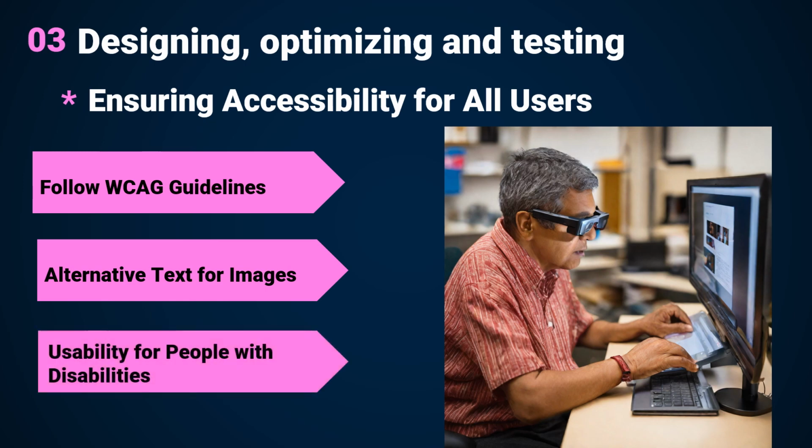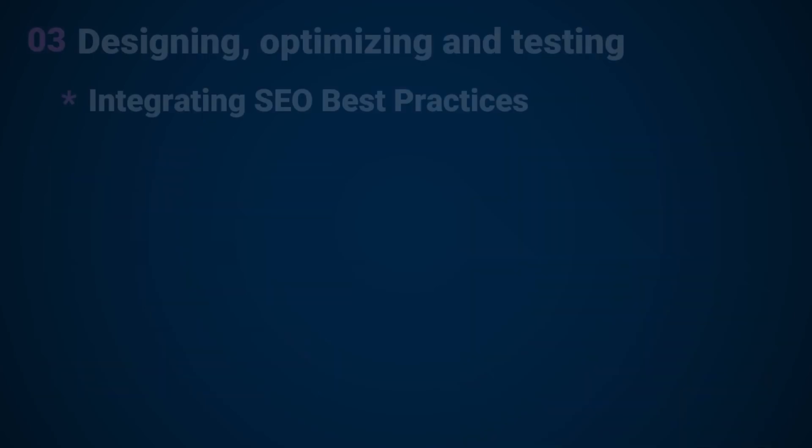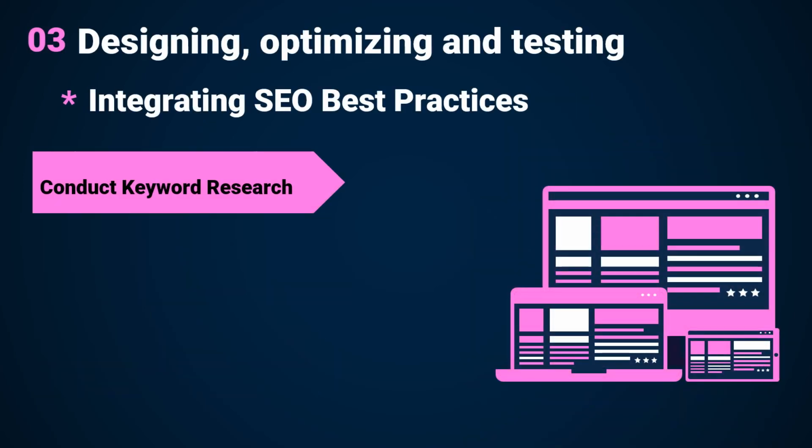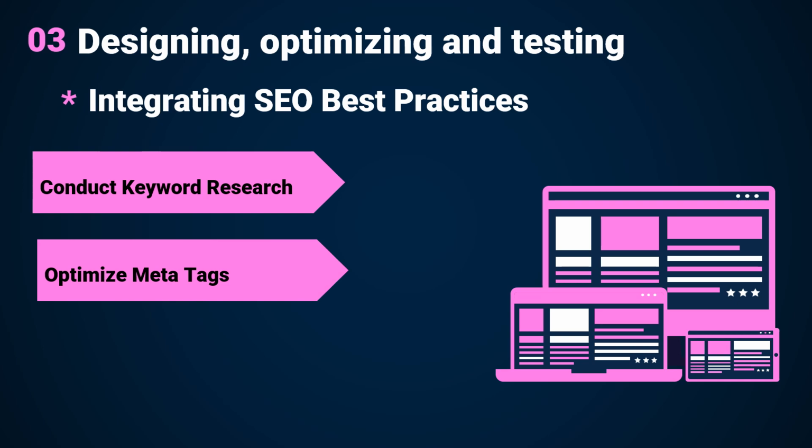Make your website accessible and usable for people with disabilities, such as providing keyboard navigation and ensuring proper color contrast. Keyword research is essential for understanding the search terms that your target audience is using. By identifying relevant keywords, you can optimize your website's content to align with these terms and improve your search engine ranking. Meta tags provide information about your web page to search engines.